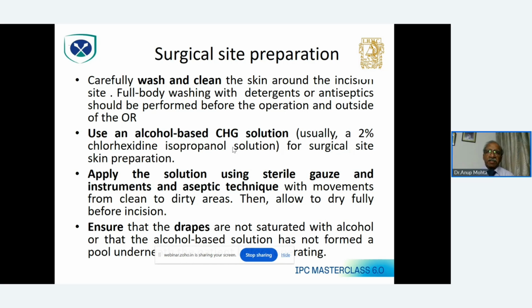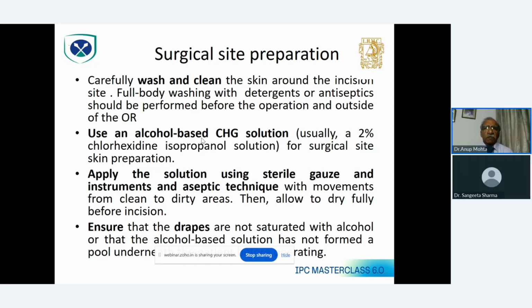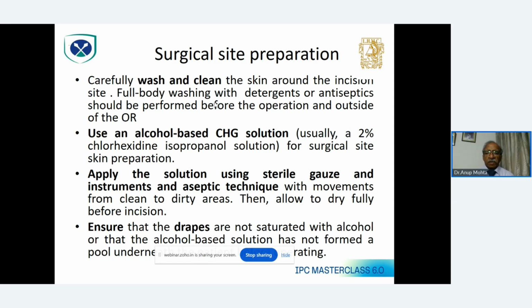After we have applied the cleansing solution, we have to allow it to dry fully because it is alcohol based. We have to allow the alcohol part to evaporate so that there are no chances of mishaps, such as cautery sparks, when the cautery comes in contact with the alcohol. So we have to ensure that the drapes are not saturated with alcohol or that the alcohol-based solution has not formed a pool.